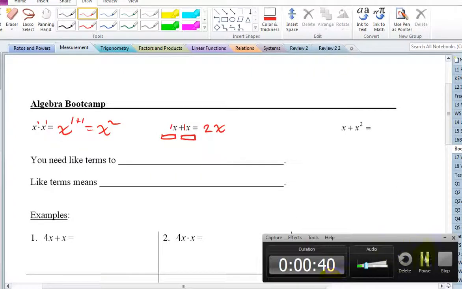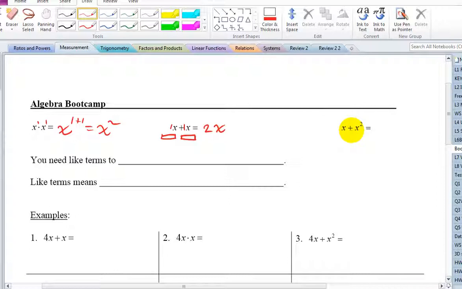So what if we have an x plus an x squared? This is like an apple plus an orange. What do you have? An apple plus an orange. No, you don't have an orange apple or apple orange. Let's go. So x plus x squared.